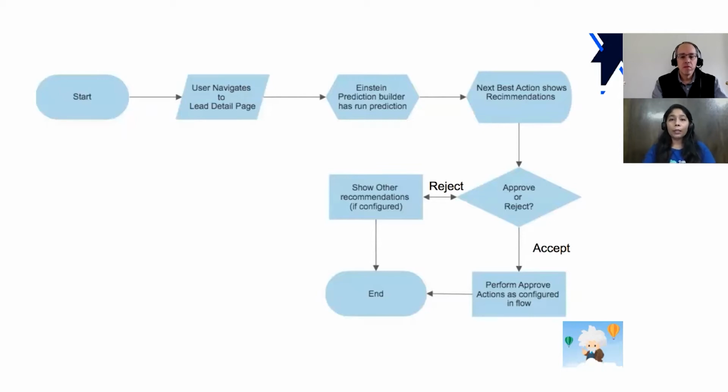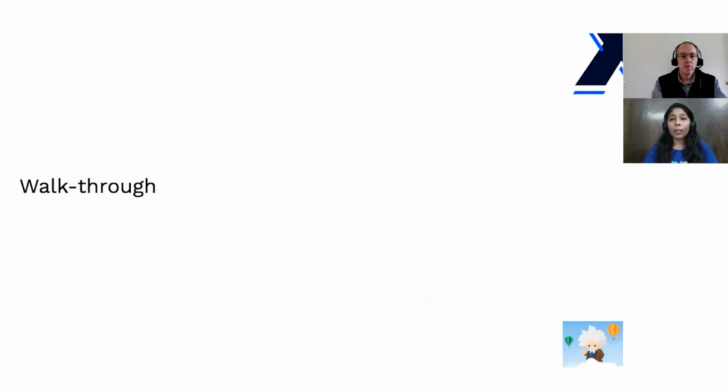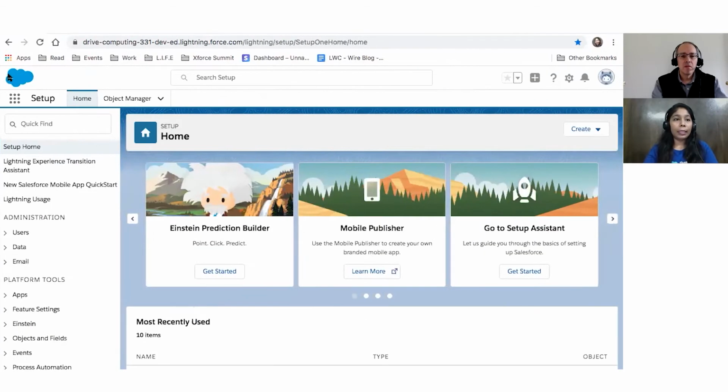As soon as you accept it, the flow which you have linked to that particular recommendation is shown and it will take that path. If you have rejected it, then depending on your strategy, either another recommendation comes up or else it will just go blank. So it completely depends on your strategy, how your accept and reject actions would work. Okay, so let's walk through the demo.